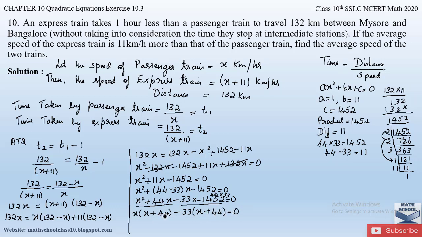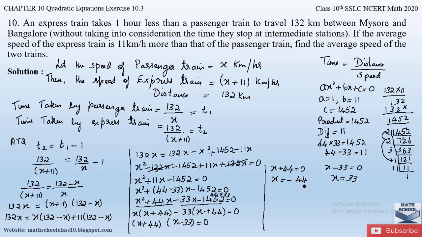Now you can see these both the brackets have same value. So let us take x plus 44 outside. So you will be left with x minus 33 is equal to 0. Now equate each of these terms to 0. So equating each of these terms to 0, you will get x plus 44 is equal to 0 and x minus 33 is equal to 0. So sending this plus 44 to the right hand side, you will get x is equal to minus 44 and here x is equal to plus 33.